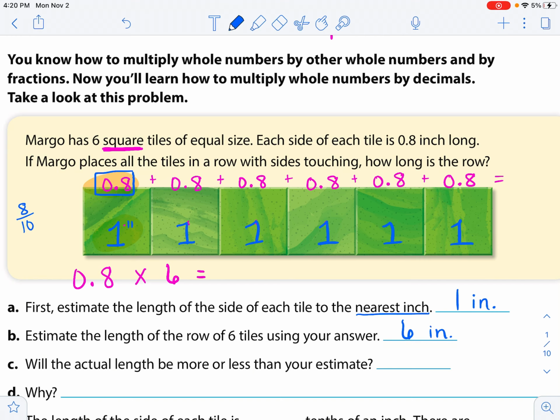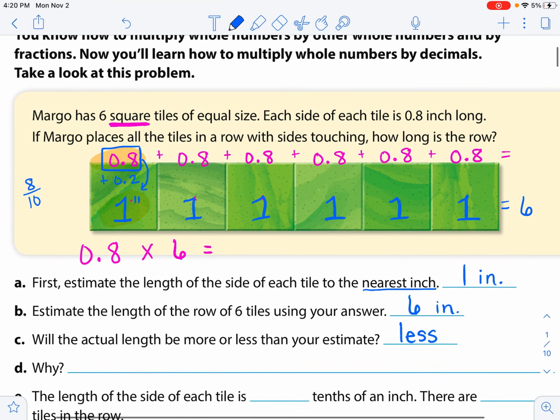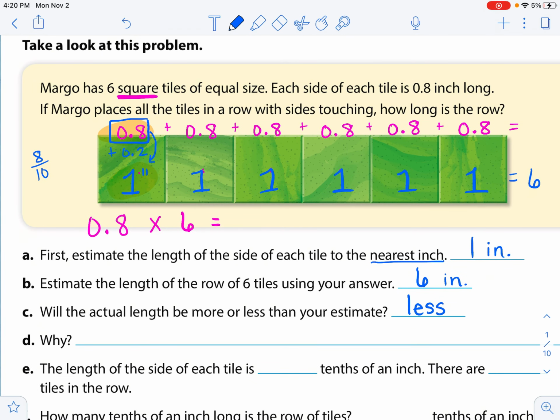What did we have to do to go from 8/10 up to 1 inch? We had to round up. What we really did was add 2/10. So if we had to go up and we're rounding up, that means when we add all those ones up, 6 inches is going to be more than our actual estimate. So our actual length is going to be less than the 6. The 6 inches is going to be more than what it really would be.